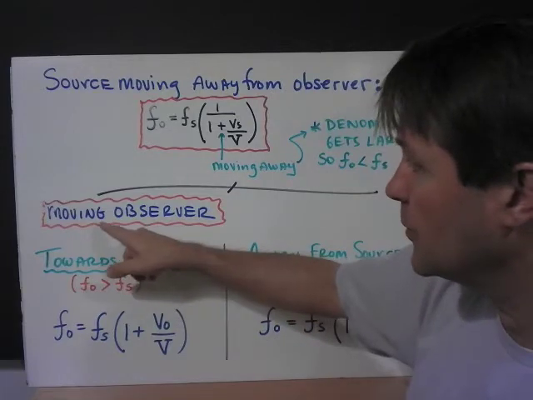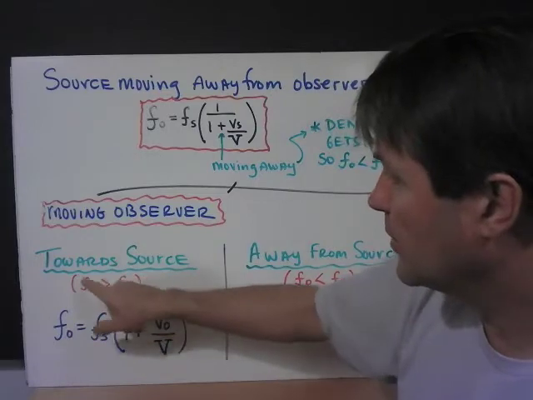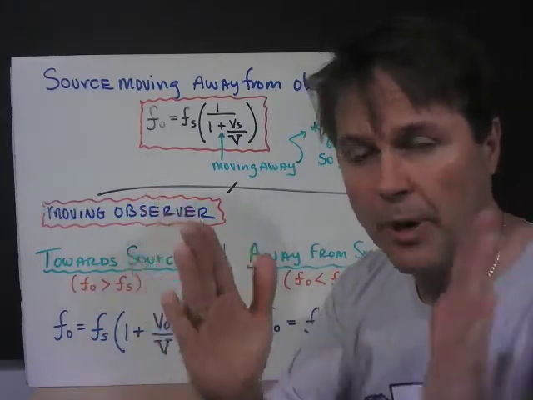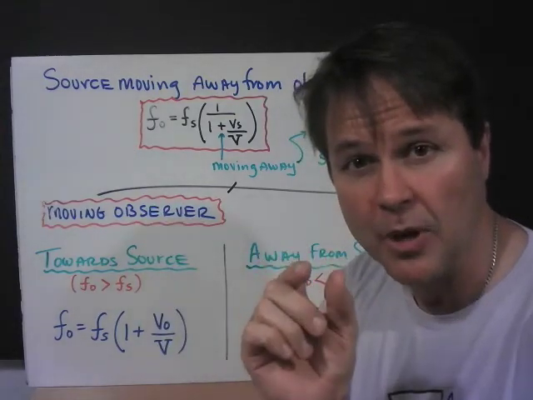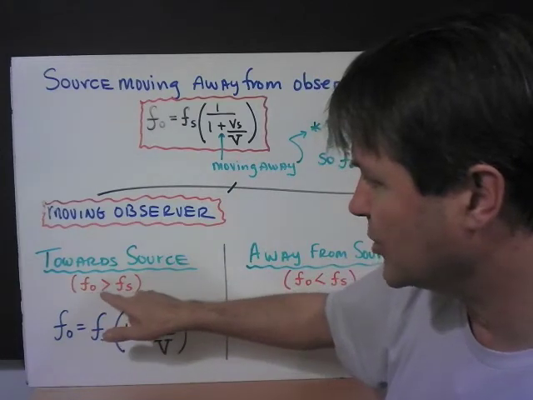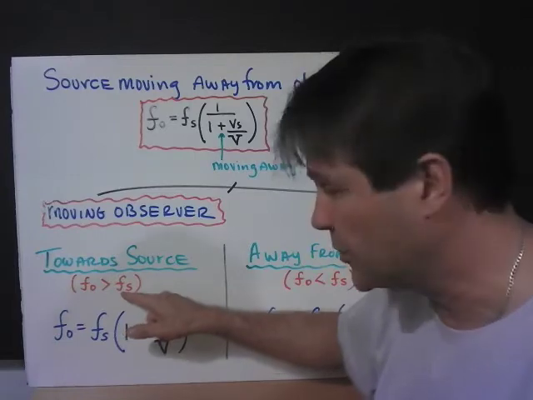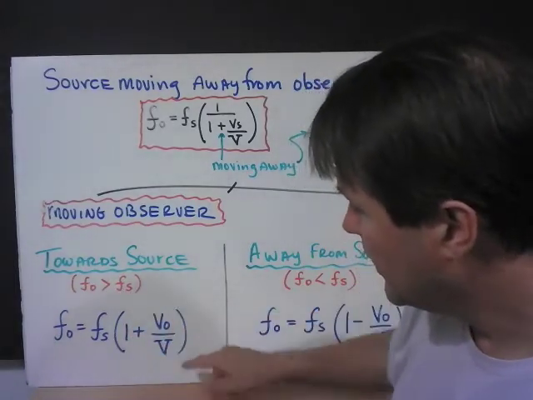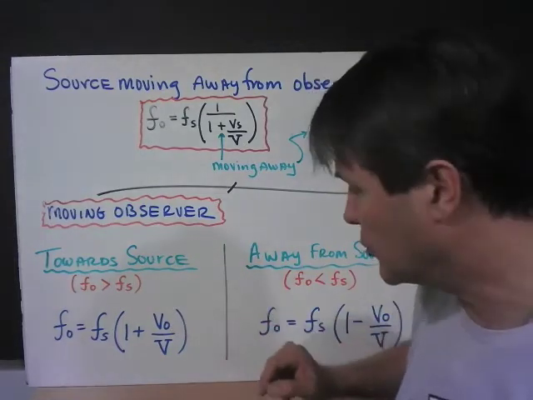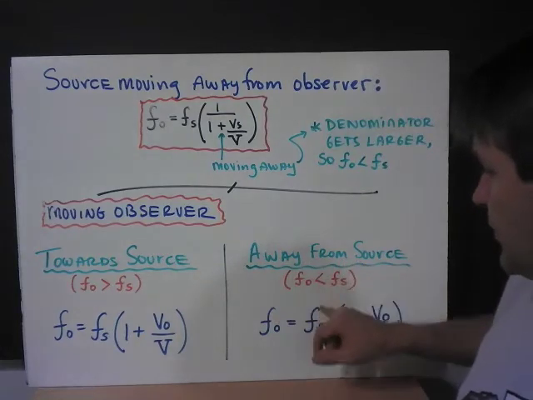Now, what if the observer is moving towards a stationary source? Well, we know that if the observer is moving towards a stationary source, we're bunching up the waves, so the wavelength is smaller, so the frequency should be higher. So the observed frequency is greater than the frequency of the source. And this is the formula, and the difference here is we're working with the speed of the observer instead of the speed of the source. And here is moving away from the source.